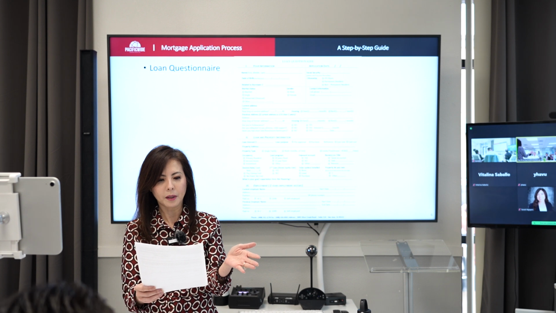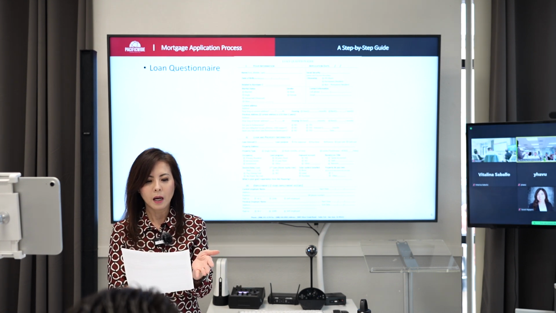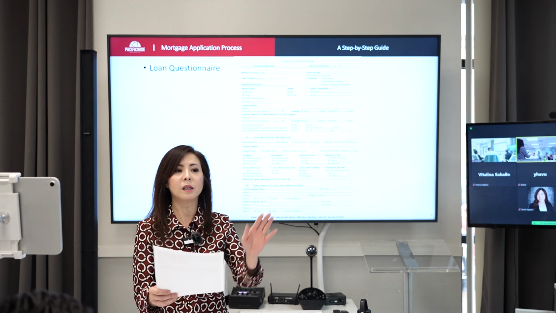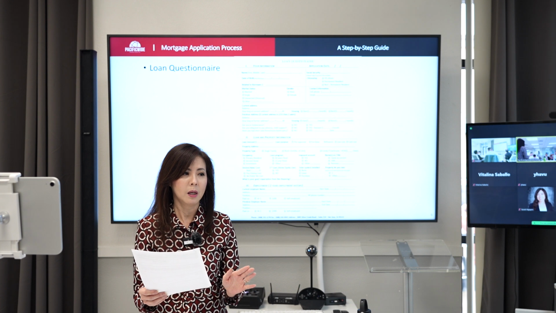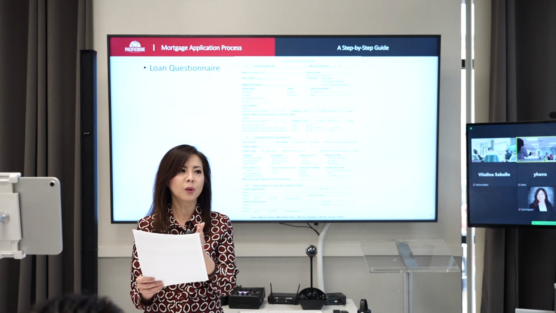Everything here is important. Like, are you obligated to pay alimony, child support? Have you had a short sale, foreclosure, bankruptcy? All this information is critical because the lender will base all the answers here to approve the loan or not.